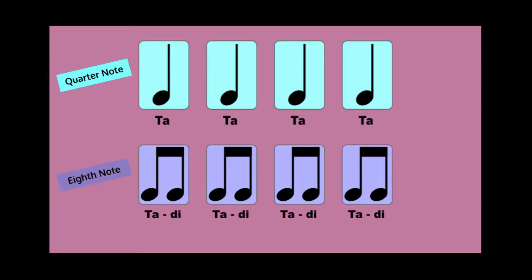And the eighth notes are going to be the same as ta, but then we're adding another one, which is on the upbeat. So the tas are on the downbeat, and the dis are on the upbeat. Repeat after me. Ta, ta, ta, ta. Ta-di, ta-di, ta-di, ta-di.